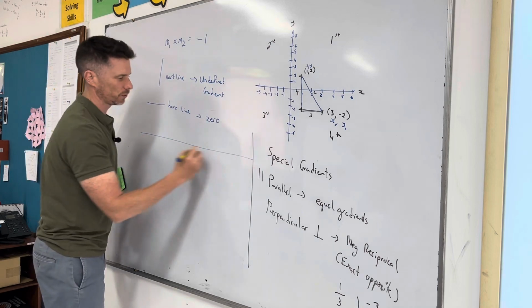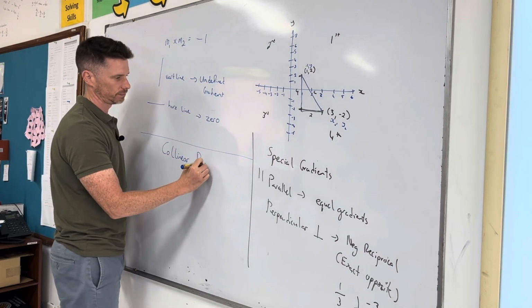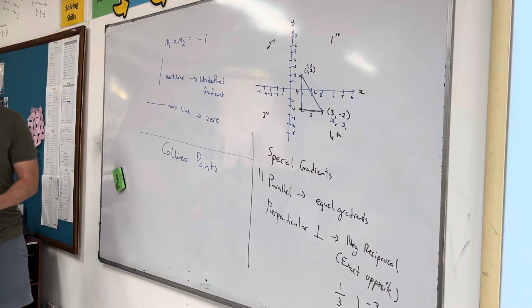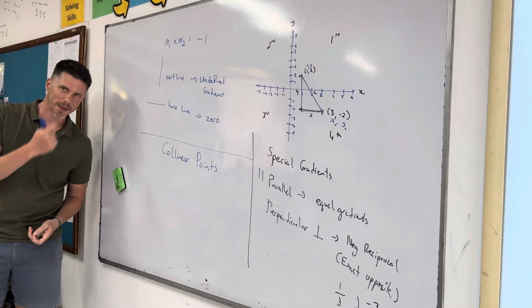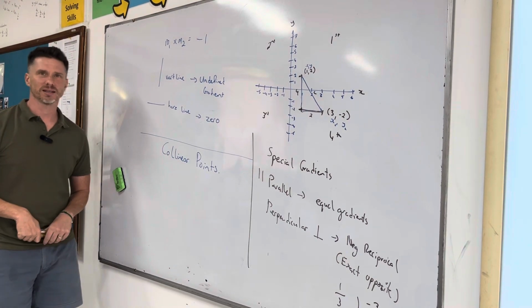The concept of collinear. Does anyone know what this is? Collinear? Priyanka knows? They fall on the same line. Yeah. Okay. If some points are on the same line, they are collinear.